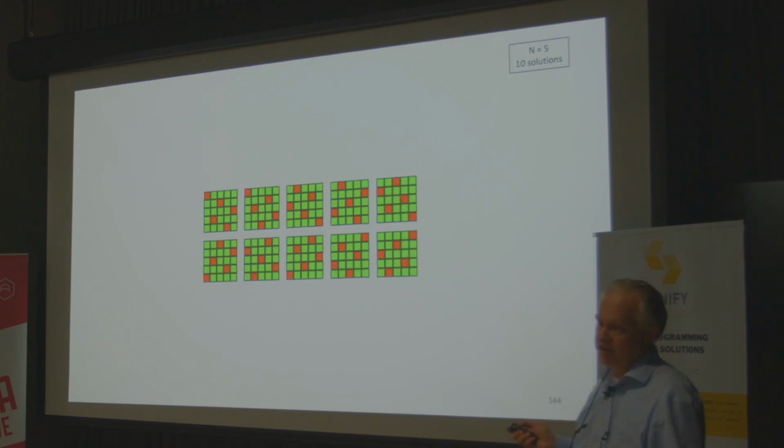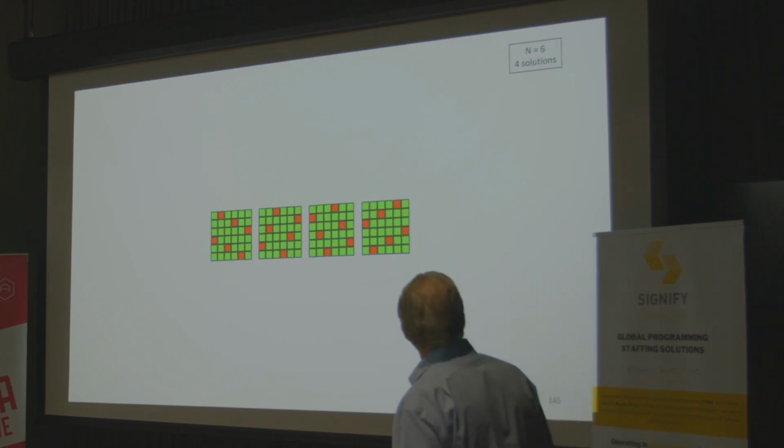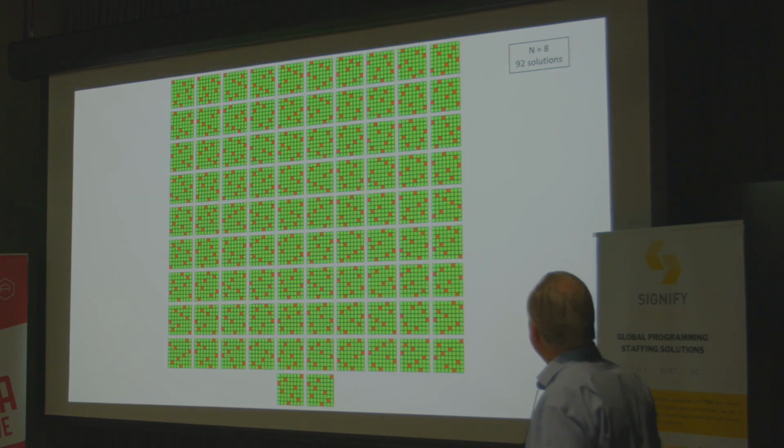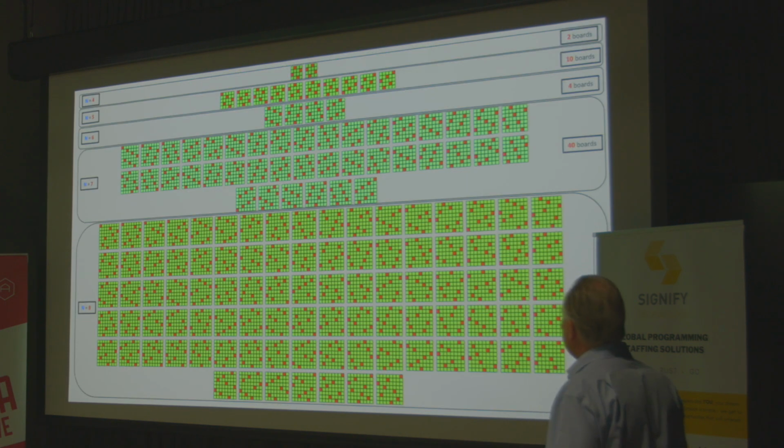When n is 5, there are 10 solutions. When n is 6, there are 4 solutions. When n is 7, there are 40 solutions. When n is 8, there are 92 solutions. You can see that the number of solutions varies widely depending on n.